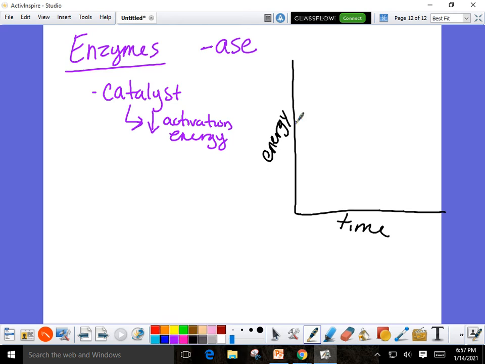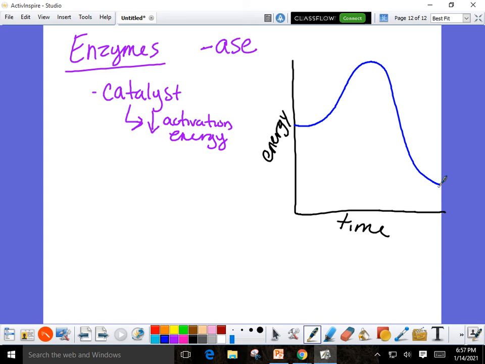When I need to complete that, I need a jump start to get it going. So the amount of energy needed is going to go up. It's going to break down, and then there's going to be less energy in my product. This might be a reaction without an enzyme. Remember that energy equals heat.